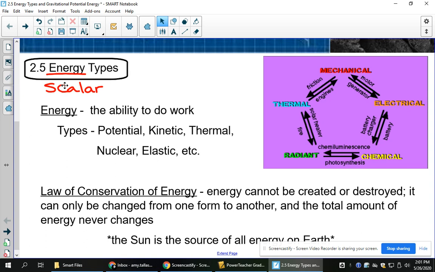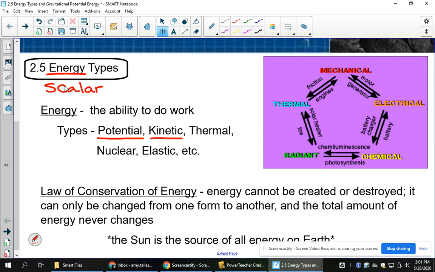So lots of different types here. We have potential energy, kinetic energy, thermal energy, nuclear, elastic, and many, many different types. This lesson is going to focus on gravitational potential and kinetic energy. So, one big thing that we need to study in physics is something called the law of conservation of energy.